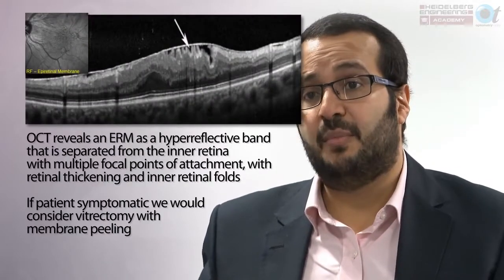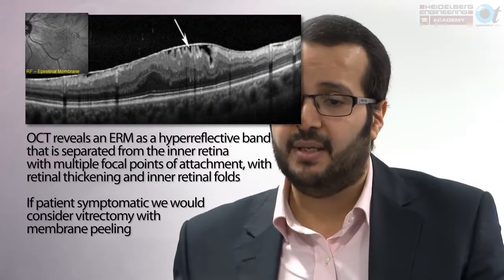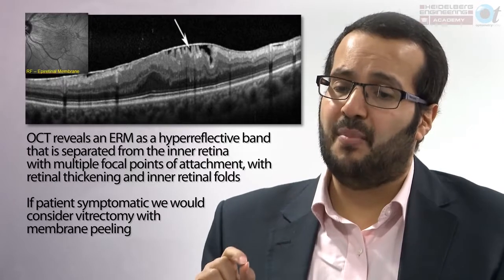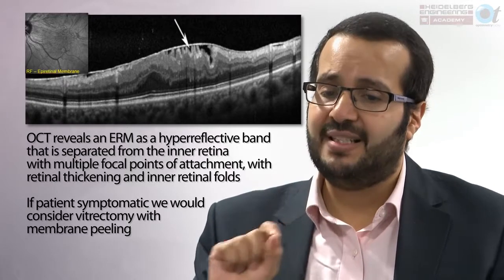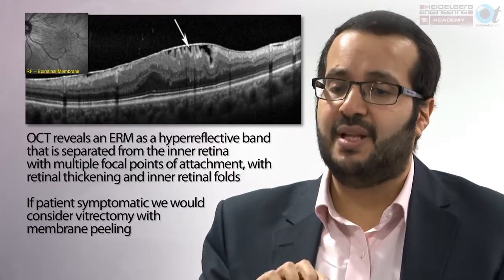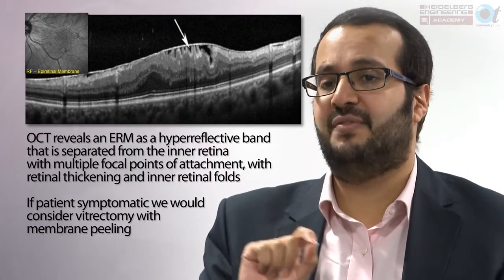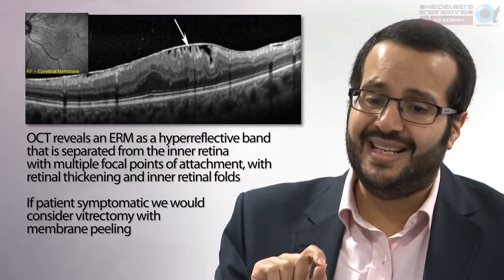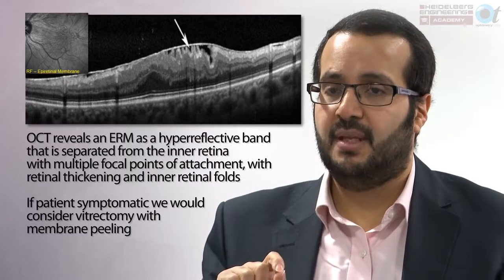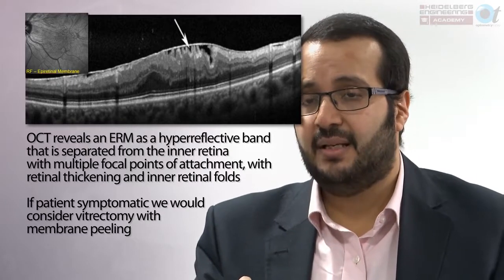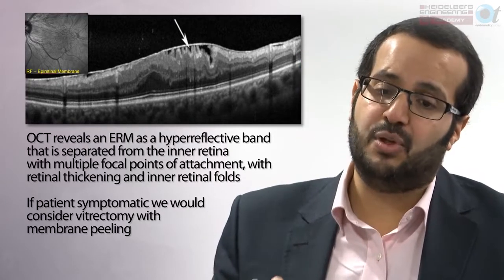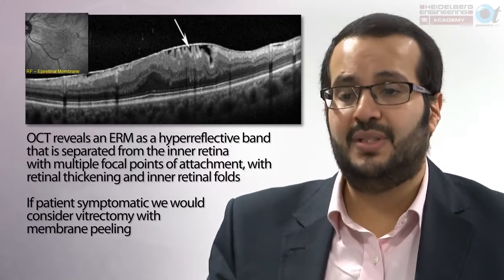This is an OCT of somebody with a good-going epiretinal membrane. And you can see the epiretinal membrane as a hyper-reflective band that is separated from the inner retina with multiple focal points of attachment, with retinal thickening and inner retinal folds. And if that patient was symptomatic, we would consider vitrectomy and possibly membrane peeling to reduce their symptoms.